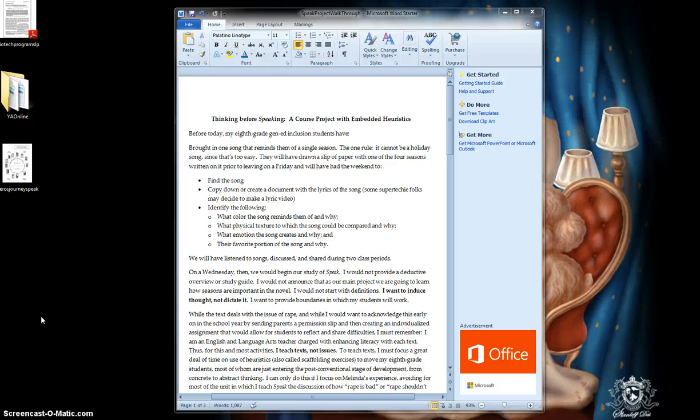What color the song reminds them of and why. What physical texture the song could be compared to and why. What emotion the song creates and why. And their favorite portion of the song and why. I'm always asking why. So it's not just what, it's why. So why are they making these contentions? By Wednesday, we will have listened to songs, discussed, and shared during 2 class periods.